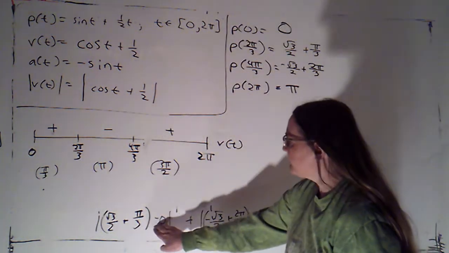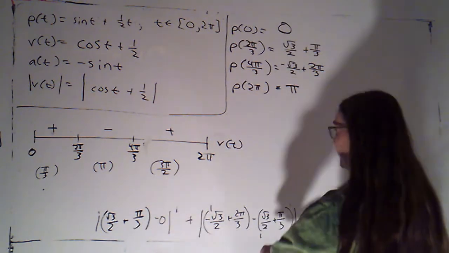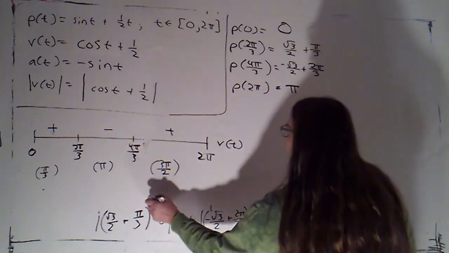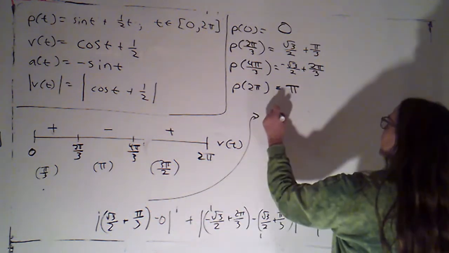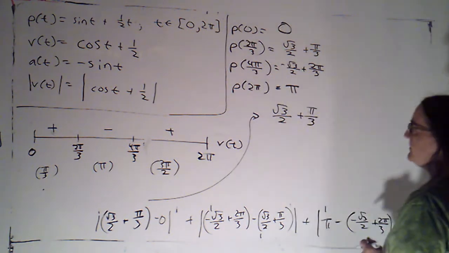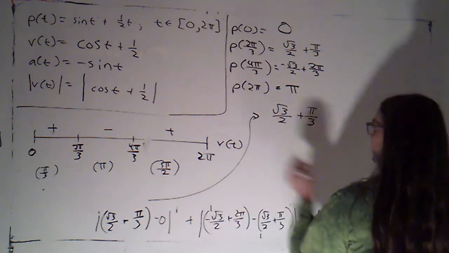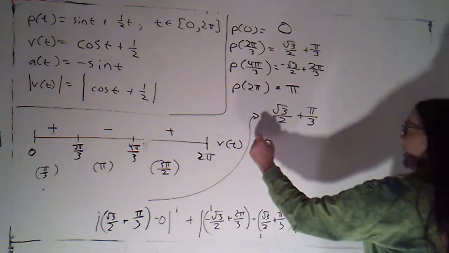Okay, now this first piece, this is just a sum of two positive numbers minus 0. So that first piece simply becomes root 3 over 2 plus pi over 3. Okay. Now, this second piece, I'm going to just simplify that by itself.